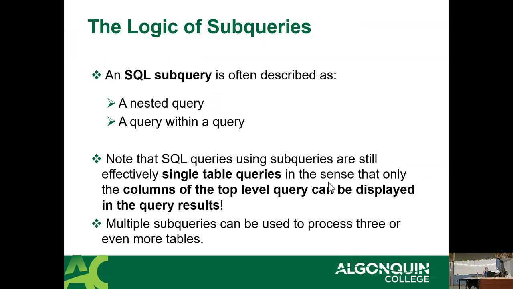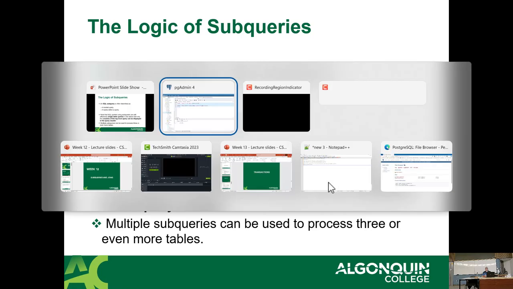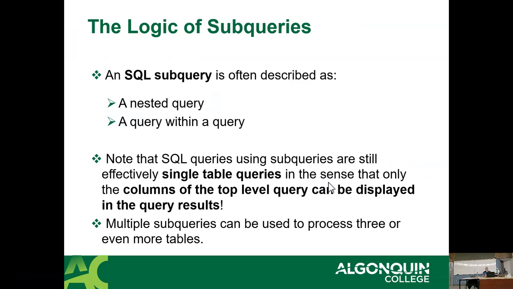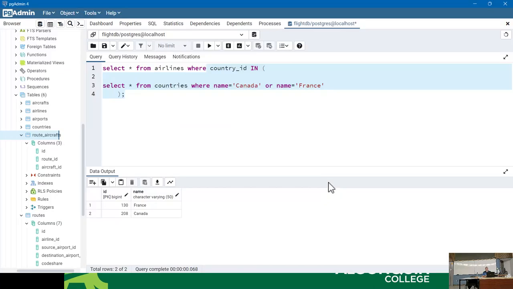An SQL subquery is often described as a nested query, or a query within a query, which is demonstrated when I run it: one query is run, then it runs the outer query, so the queries are nested. It is still considered a single table query because you get the result from the outermost query. The queries in here are not part of the results. They're part of the filter. That's why it's still a single table query, because realistically we're only pulling from airlines. We're just filtering the airlines based on that subquery.